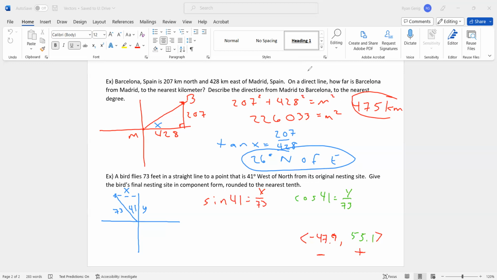Okay, so pretty much everything is either starting with magnitude and direction and finding component form, or starting in component form and going back to magnitude and direction. Hopefully that helped, and make sure you ask questions tomorrow.